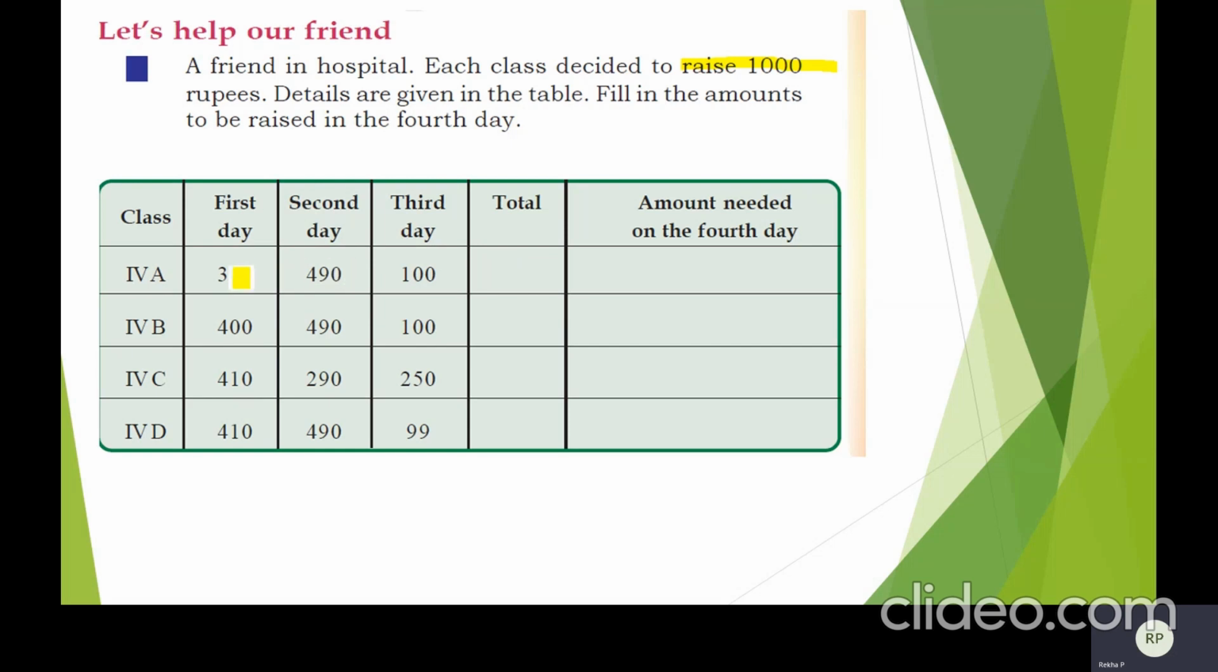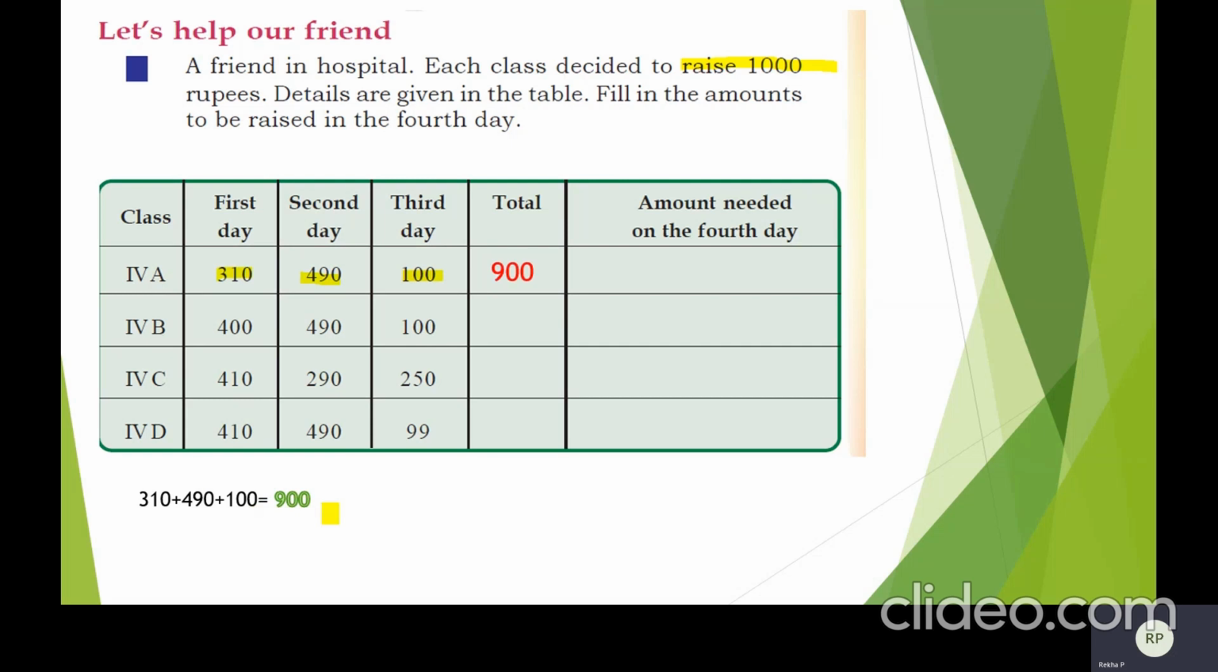So what you have to do, first you have to find out the total of all these things. 310 plus 490 plus 100. Find out the total. Okay, so 310 plus 490 plus 100. So what is the total? I request everyone to work it on your notebook. Okay, pause the video and work it on the notebook. So you will get the value 900. So your total is 900.